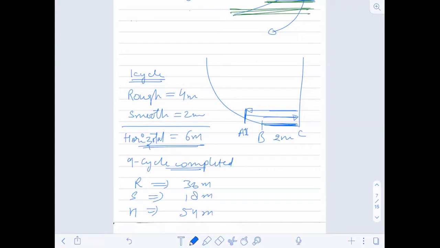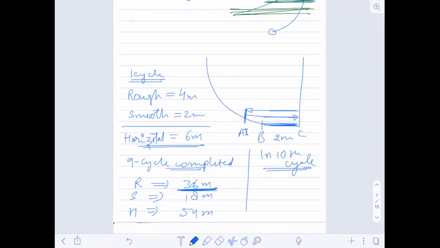Now in the 10th cycle, how much will happen? How much will it go? Why am I taking the 10th cycle? Because for complete dissipation of energy, this rough has to be equal to 40. Then only the energy will be dissipated. So this rough is still 36. So in the 10th cycle, now what will happen?